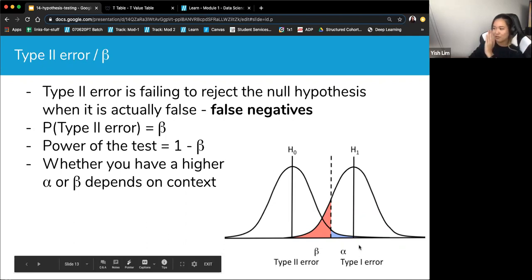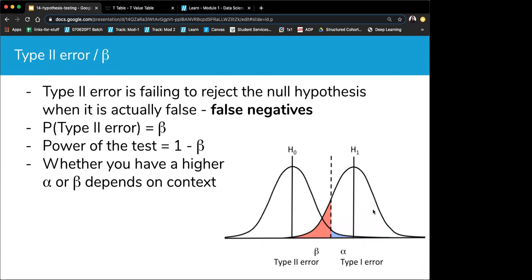But if we move the dotted line, so let's say we want to reduce our type 1 error, so we want to reduce the chance of a type 1 error, we move the dotted line to the right. The blue area gets smaller, but the red area gets bigger. Does that make sense? Very often, and we'll see this a lot.